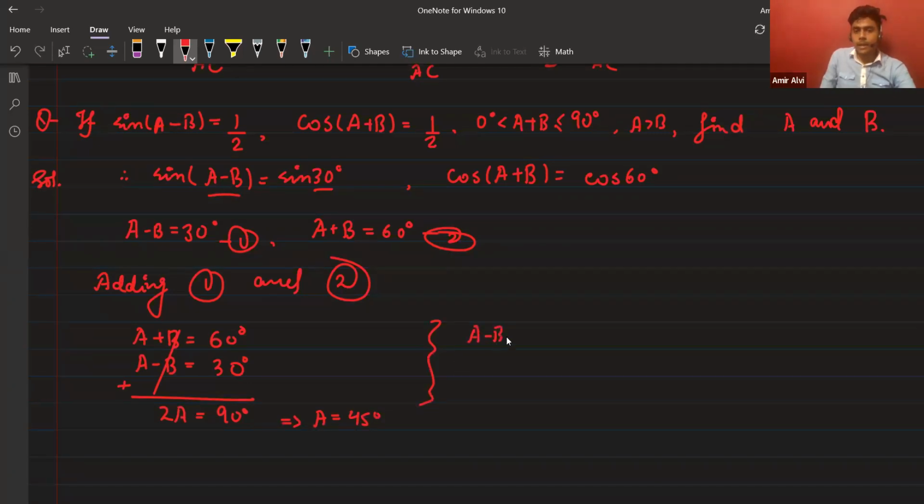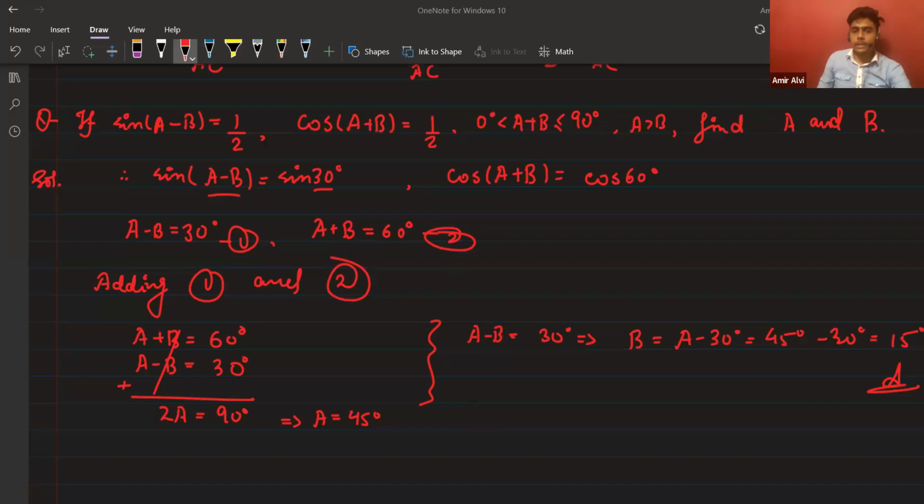Yes. A minus B is equal to 30, so B will be equal to 45 minus 30, which is 15 degrees. Yes, very good. So this is our answer basically. We have B and A both. Yes or no, Adil? Yes, sir. Okay, very good. Now, what about the condition that 0 degrees is less than A plus B?